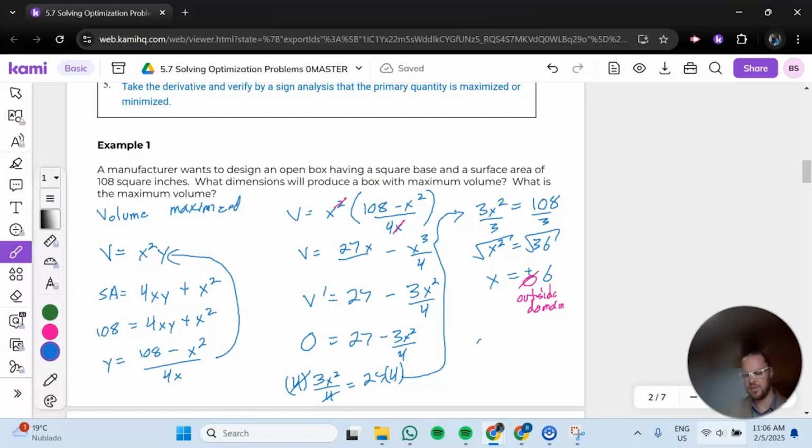Last step we had said was to do that confirmation that it was indeed maximized. So we'll check a point over here, and we'll check a point bigger than it as well.